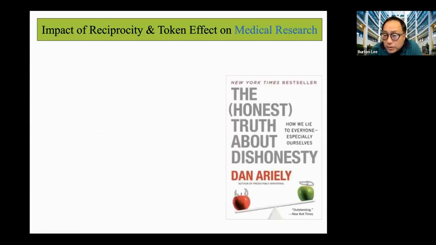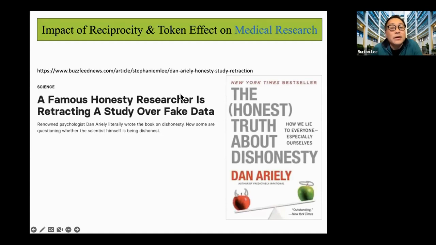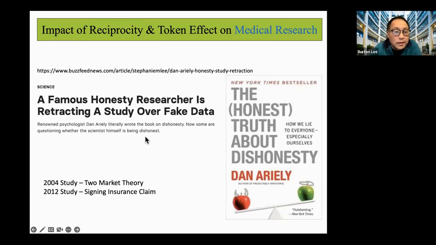Now, here's another example. This is a researcher who's written a book about honesty and ethics, The Honest Truth About Dishonesty. And just this last year, even this person who does research on honesty was accused of fabricating their own data for at least some parts of his research. And these are the two studies that are allegedly fabricated.